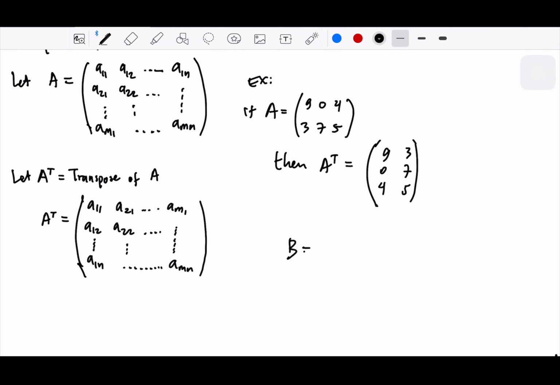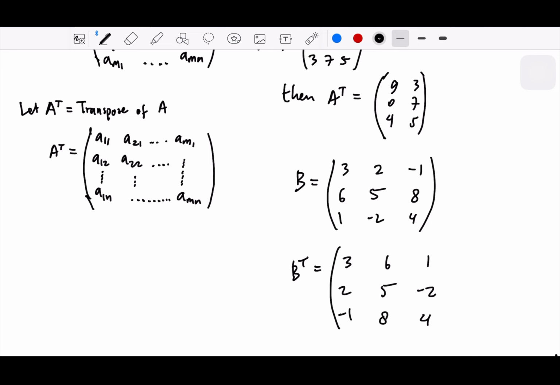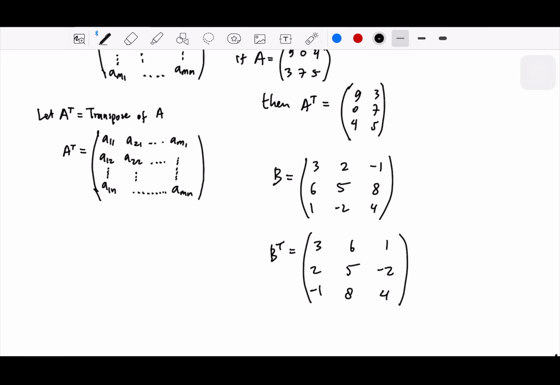If you have a 3x3 matrix, then B transpose is 3, 6, 1, 2, 5, -2, -1, 8, 4, okay? So if we transpose this transpose B, then we are going to go back to the original B. See, the row becomes column, row becomes column, it's going to be the original one. So if we have A transpose and we transpose again, this is going to be back to the original matrix.